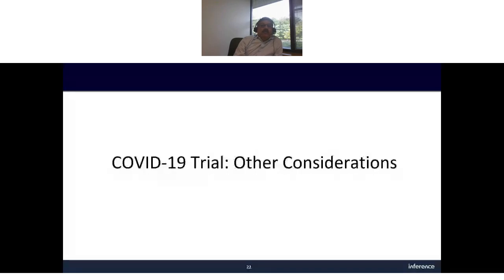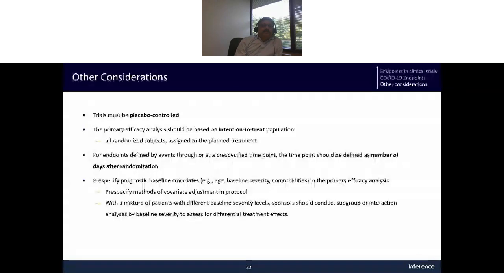Now, let's go to the other considerations to put a context to the endpoints. Now here, the guidelines currently says the trials must be placebo controlled. As we mentioned, that there is nothing approved yet. So all trials for now must be placebo controlled.